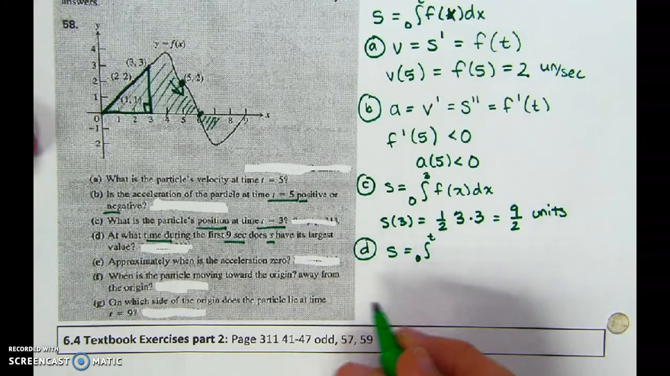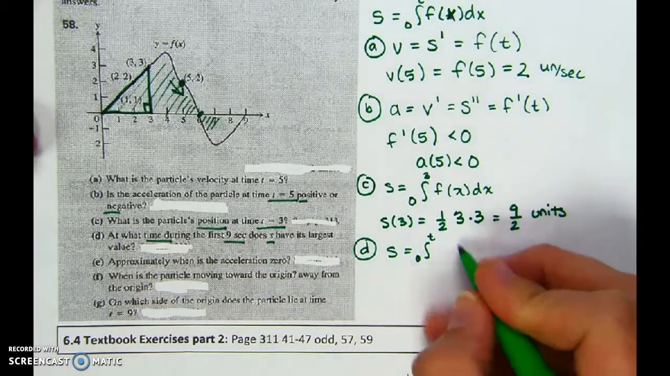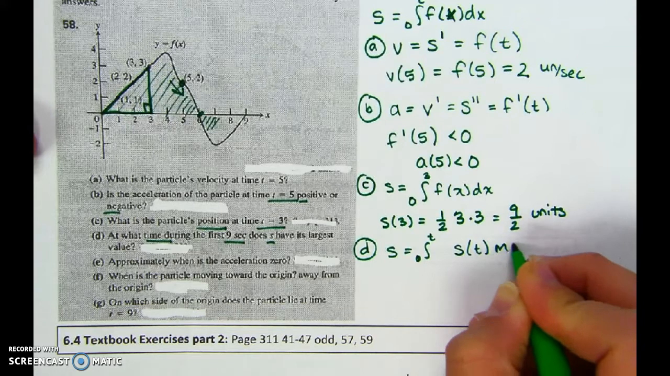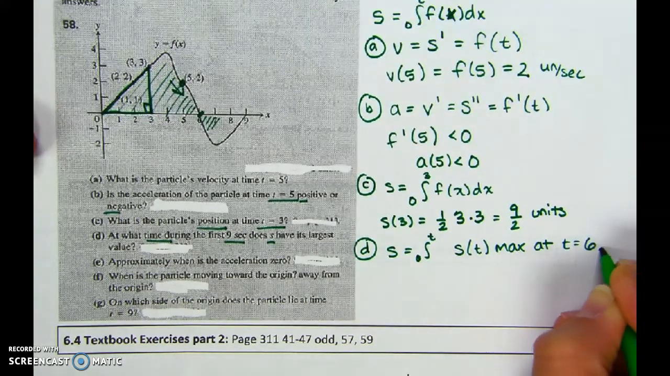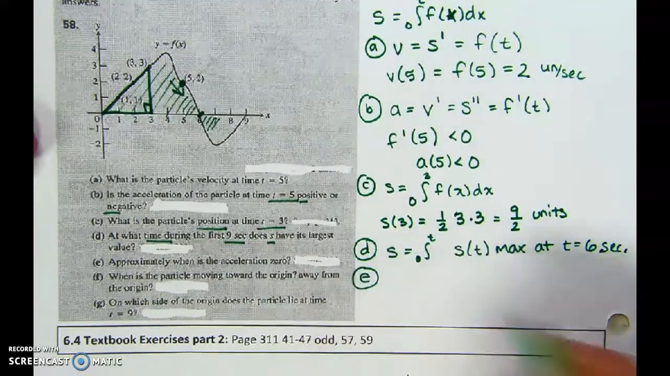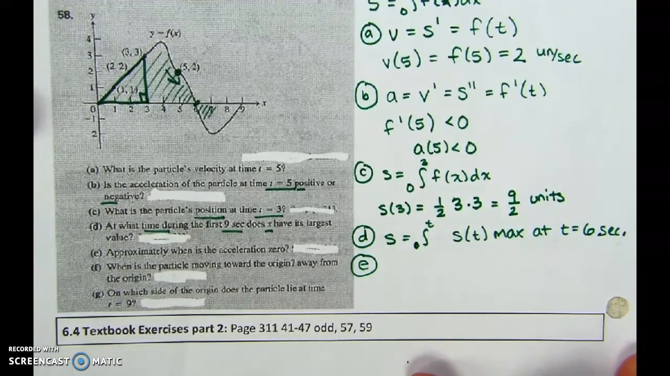So D, how do I write that? At what time does S have the largest value? So S has a max at t equals 6 seconds. E, approximately when is the acceleration equal to 0?